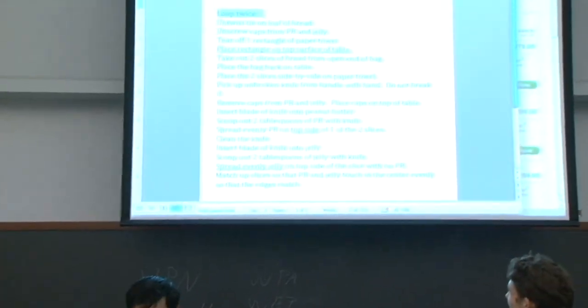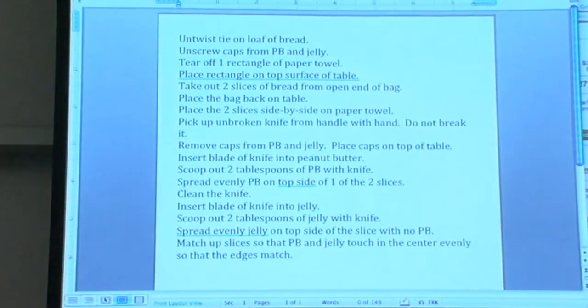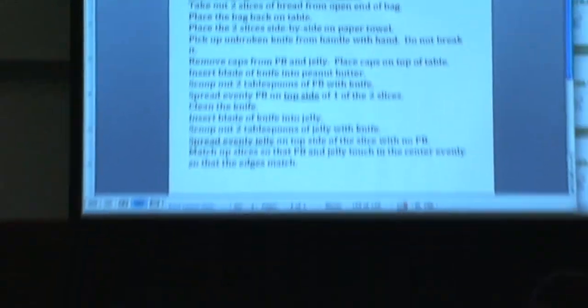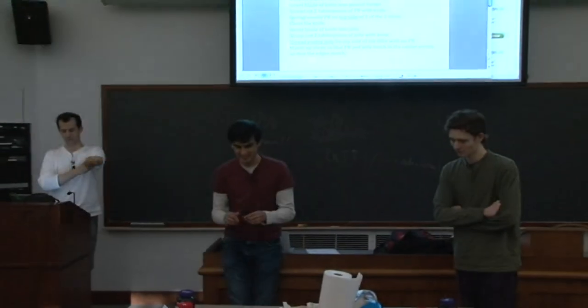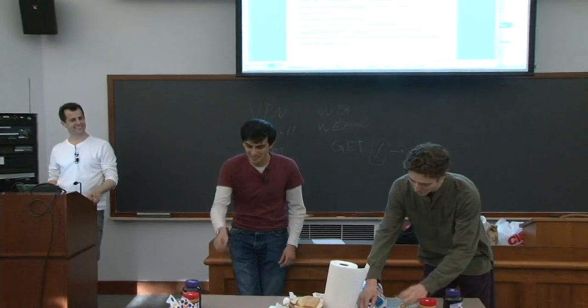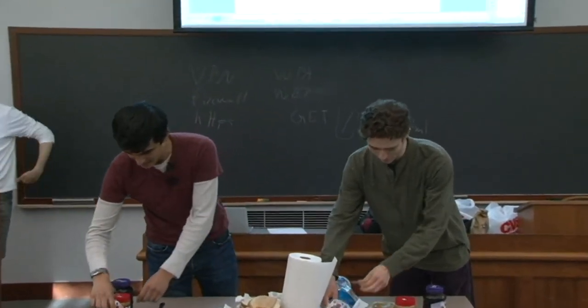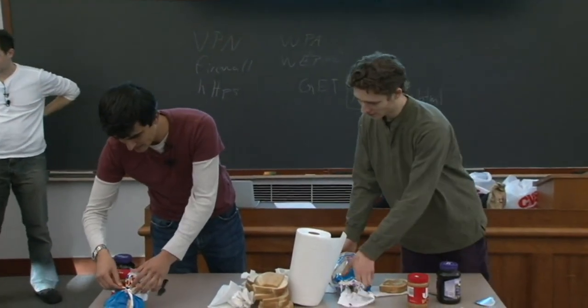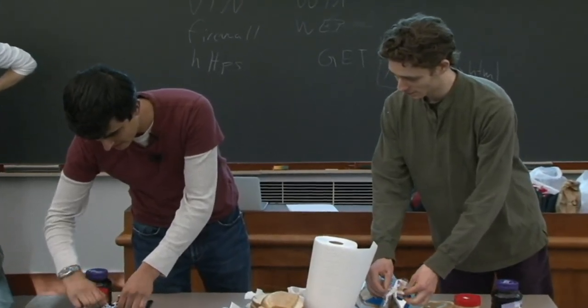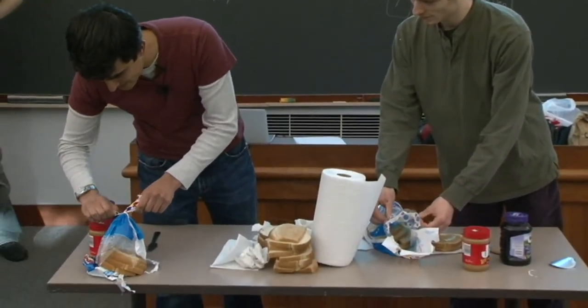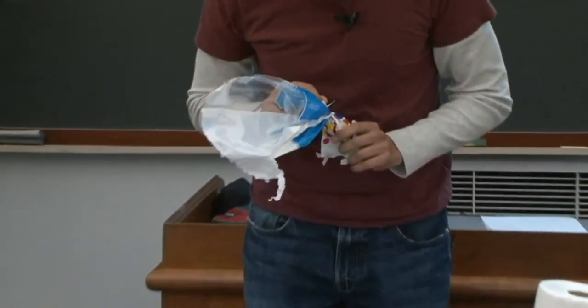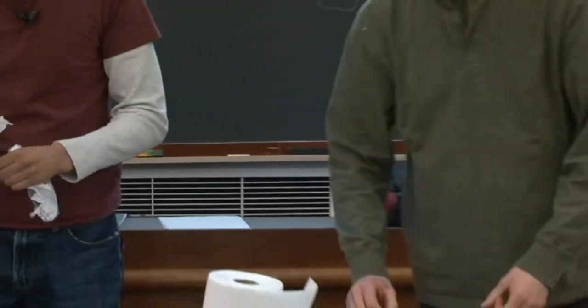Loop twice. All right. Anything else? Is that it? All right. Here we go. Your exciting conclusion. Untwist tie on loaf of bread. Fix the knife. Untwist tie on loaf of bread. Oh, no. All right, we'll improvise.